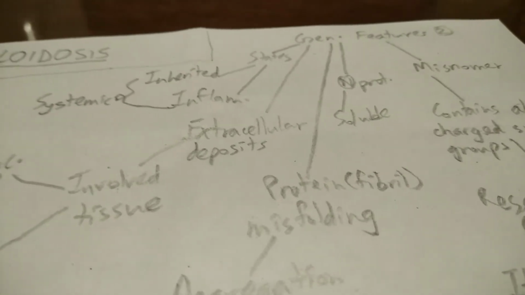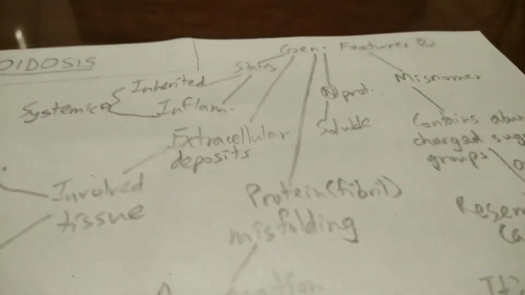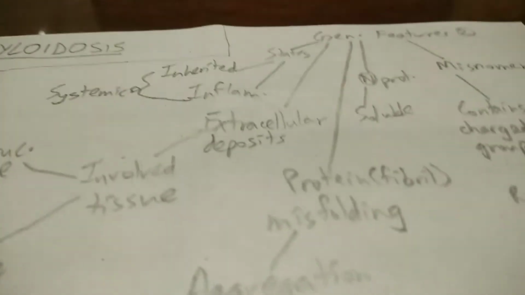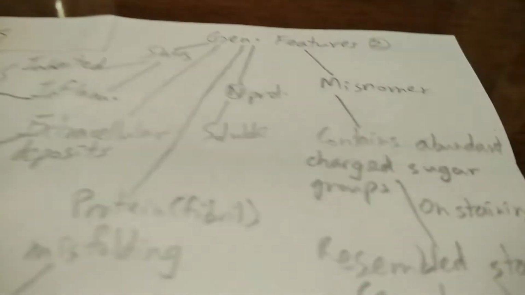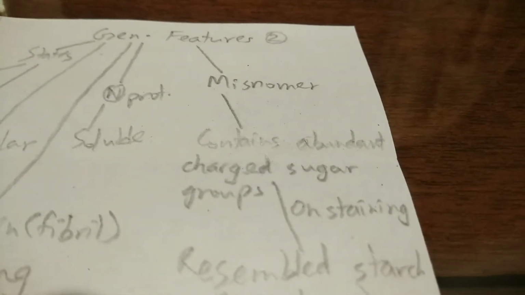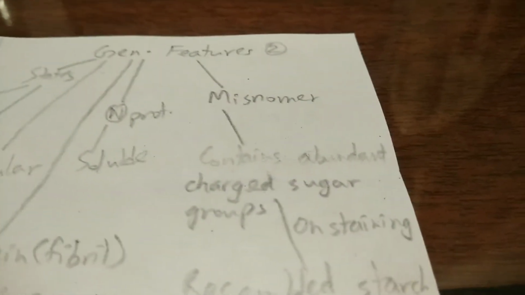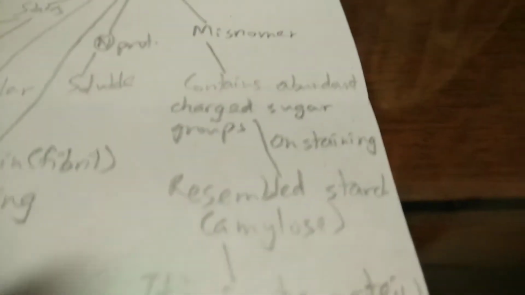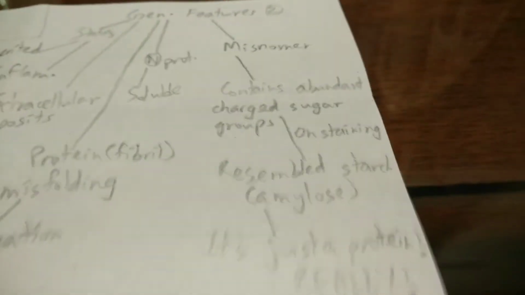And if you look at the name amyloidosis, the first half of the word begins with amyloid, which is similar to amylase, and it's actually a misnomer because when it was first discovered, they mostly found these abundant charged sugar groups on the surface. And on staining, they resembled amylose, which is basically starch. But later on, they realized that it was just proteins. Really, it's just proteins. All right.